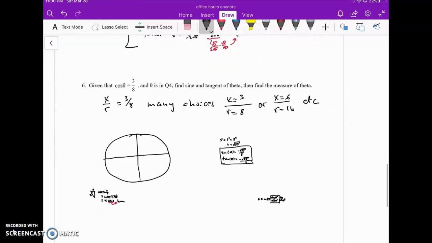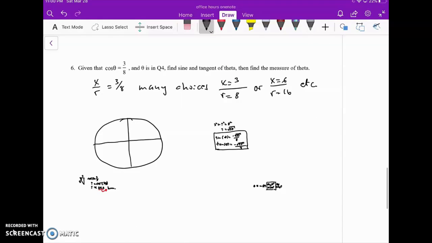All right, last example, we're almost done. It says the cos ratio is 3/8. You might think that means x is 3 and y is 8. It doesn't. It's possible that x is 3 and y is 8, but there's many other possibilities too. It could be that x is 6 and r is 16. The ratio still is 3 to 8.